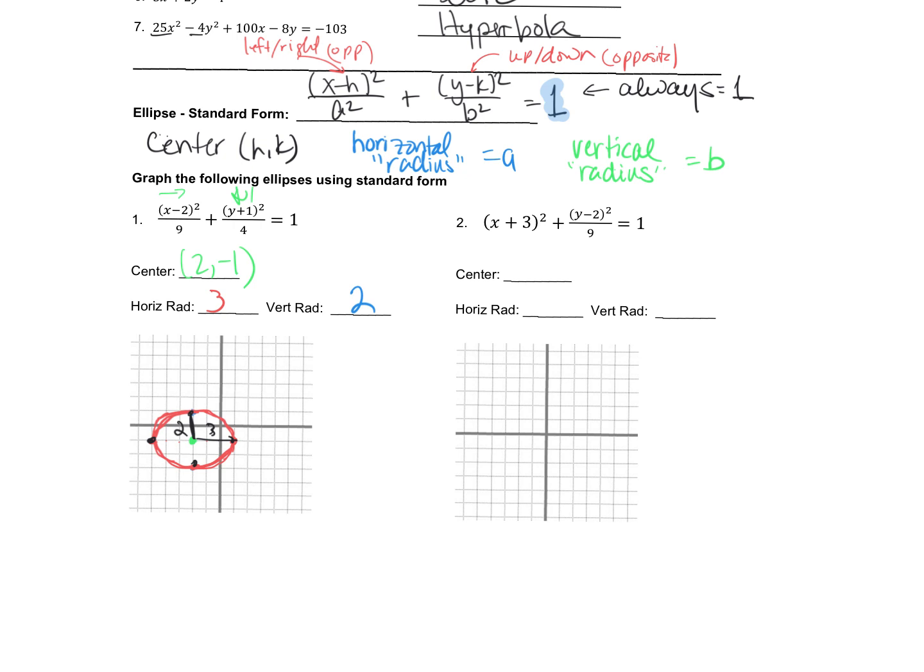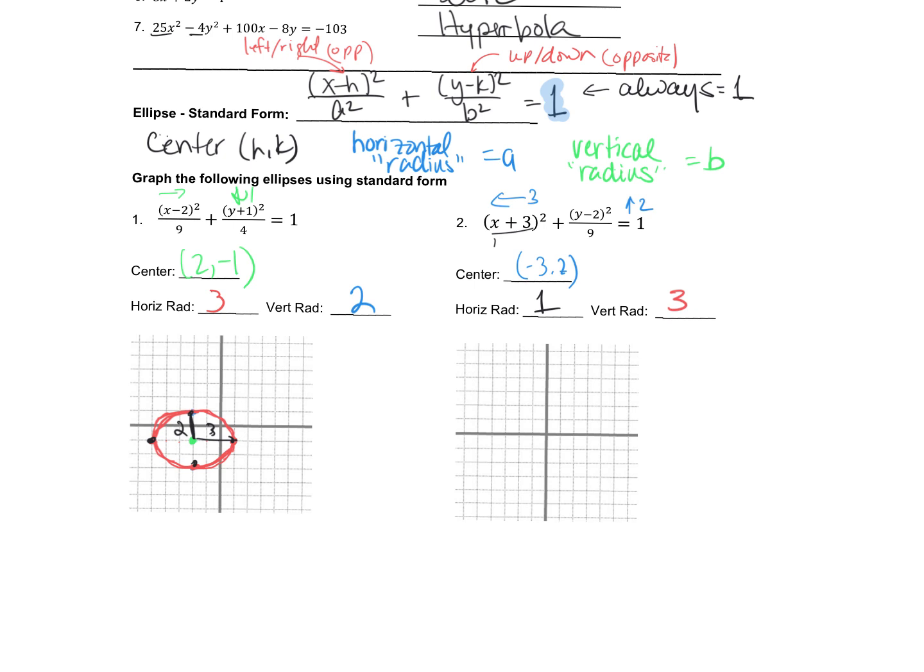The next one we have our center at... Again, this is going this way, and this is going this way. So we have a -3 and a 2. We have a horizontal, so it's not there, but it's understood 1. So we take the square root of 1, we get a 1. And a vertical radius is square root of 9, which is 3.